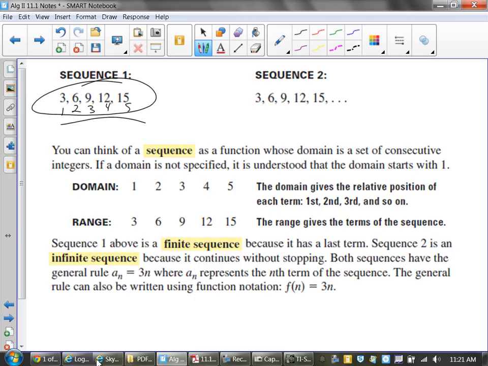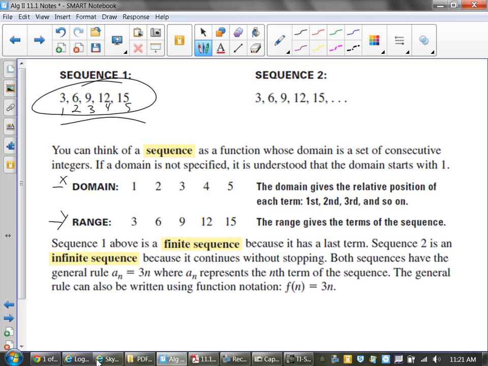Exactly. That's why they call it the domain and the range. Think of the domain as what number is it in the sequence. The range is what is the value of it. So like he was saying, this is kind of like your x values generate some y value. You can think of it as a function. The pattern occurring here is 3 times 1 is 3, 3 times 2 is 6, 3 times 3 is 9, and so on and so forth.